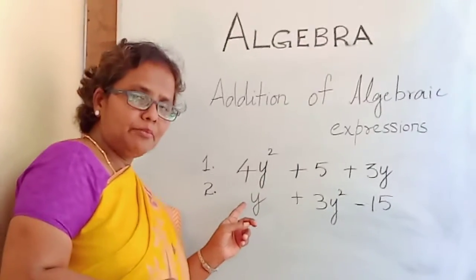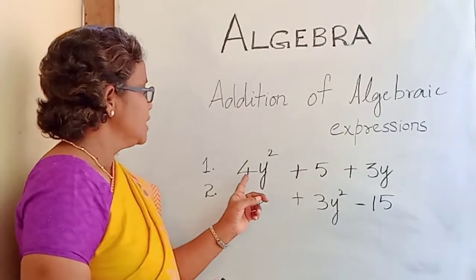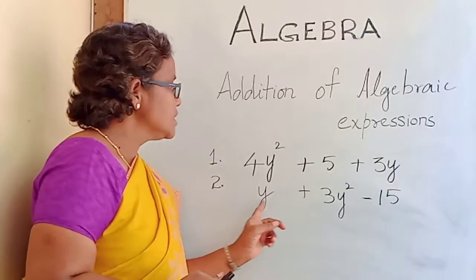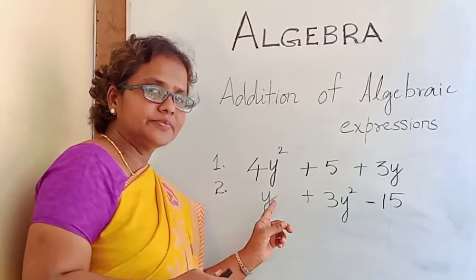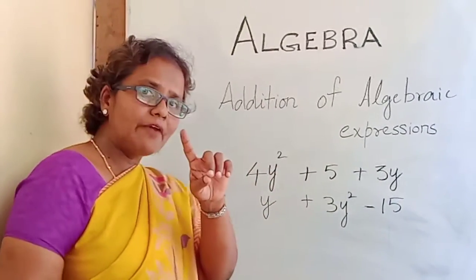Let's look at this example. I have considered only two algebraic expressions. The first algebraic expression, we call it a quadratic equation. The second algebraic expression is also a quadratic equation. Now, according to the rule that I told you prior, what we have to do first?